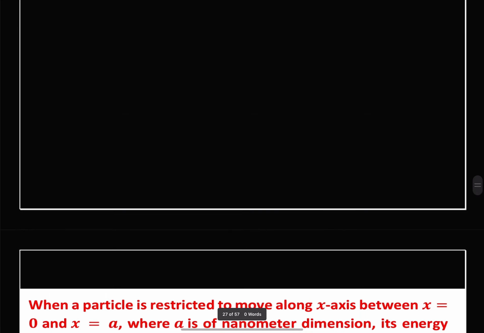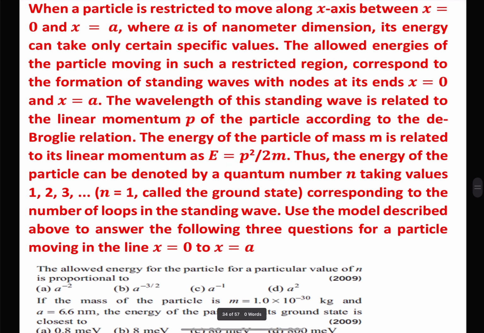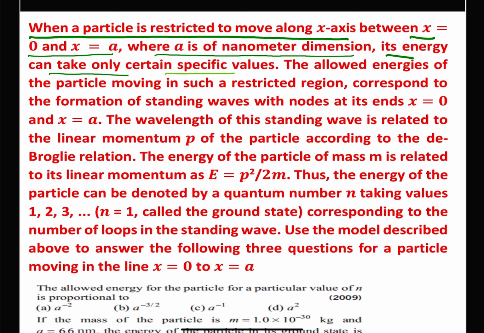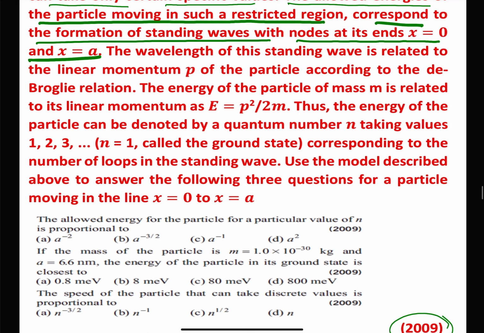Next question. It was also a passage type question asked in the year 2009, and it states that when a particle is restricted to move along the x-axis between x equal to 0 and x equal to a, where a is of nanometer dimension, its energy can only take certain specific values. The allowed energies of the particle moving in such a restricted region correspond to the formation of a standing wave with nodes at the ends x equal to 0 and x equal to a. The wavelength of the standing wave is related to the linear momentum p of the particle according to the de Broglie relationship.